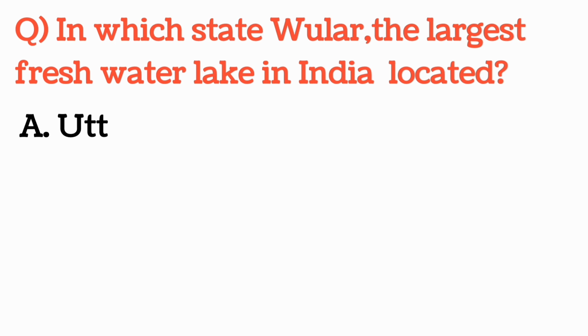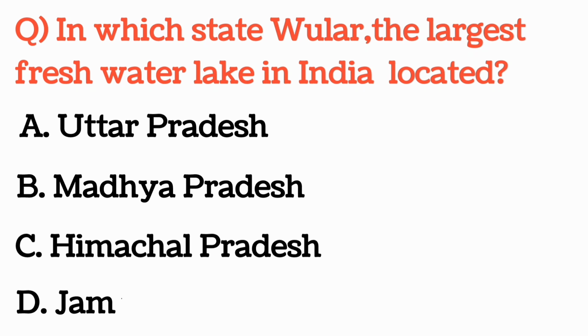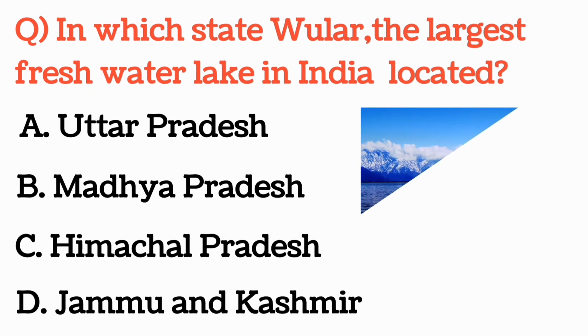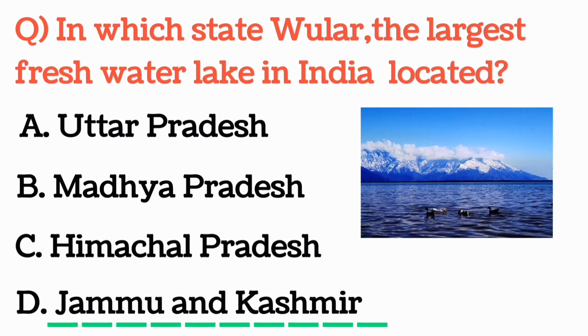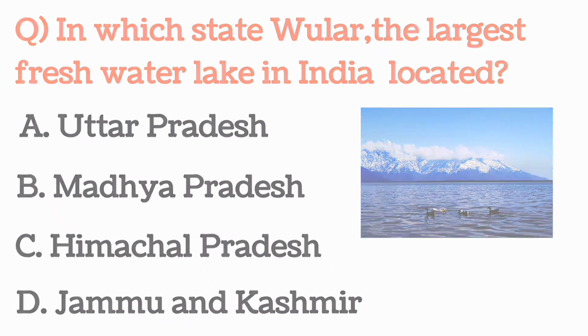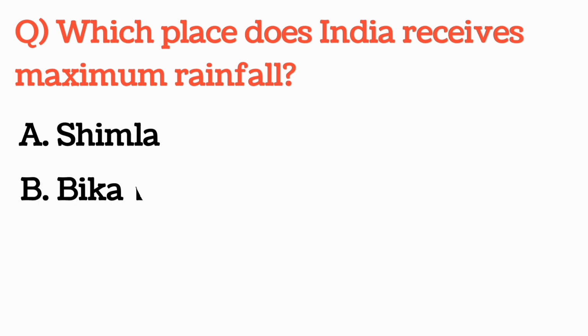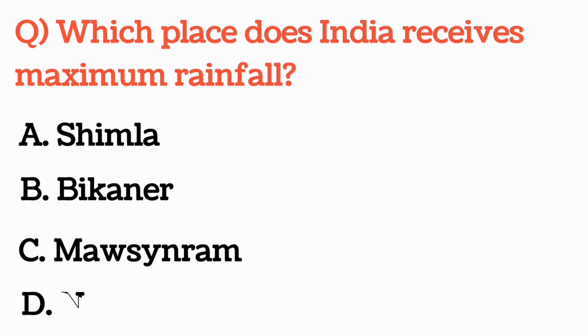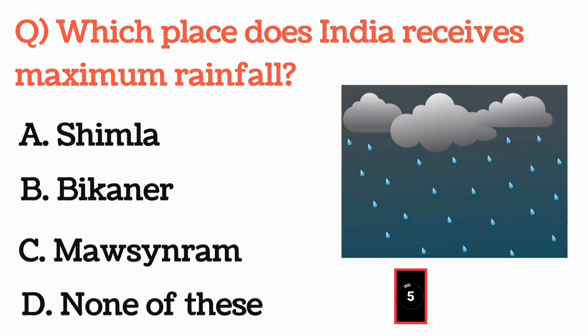In which state is Ular, the largest freshwater lake in India, located? Jammu and Kashmir. Which place does India receive maximum rainfall? And the answer is Mahasindram.